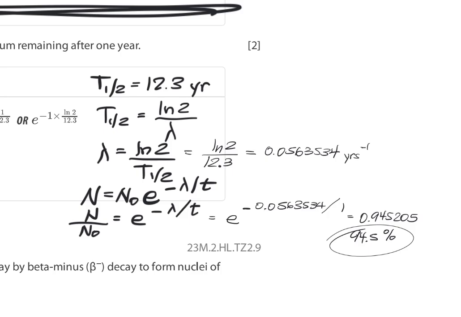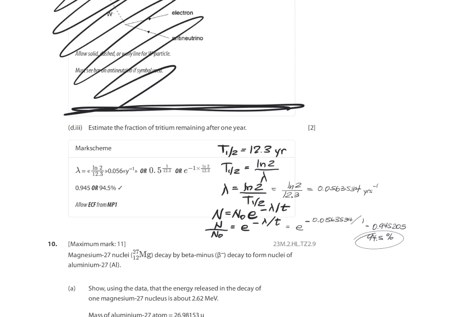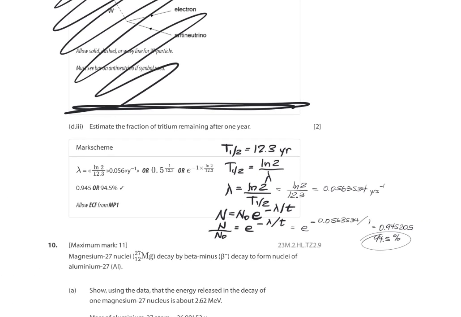Okay, so we figure out what lambda is. The half-life is 12.3 years, so we get 0.0563534 years to the -1. Throw that in for our decay constant, throw in 1 for t, because it's 1 year, and we get e to the negative 0.0563534, which is equal to 0.945205, or in other words, 94.5%, which agrees with the mark scheme.